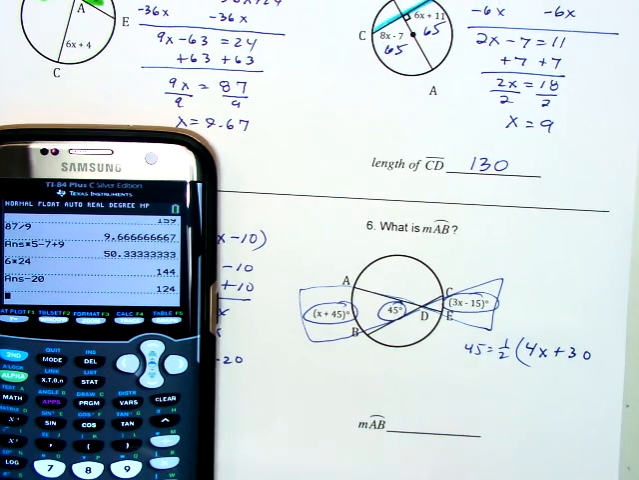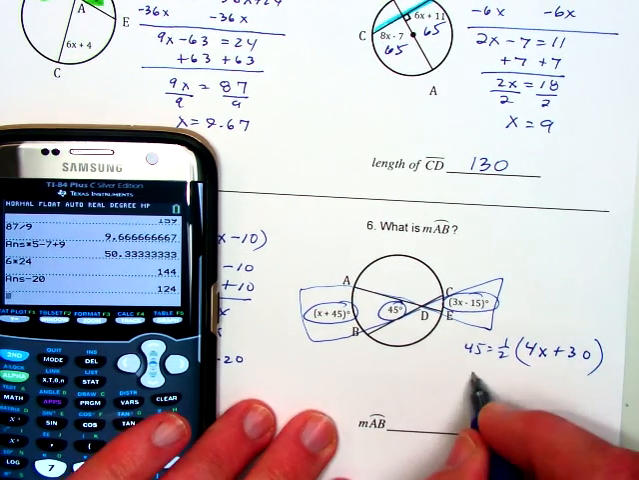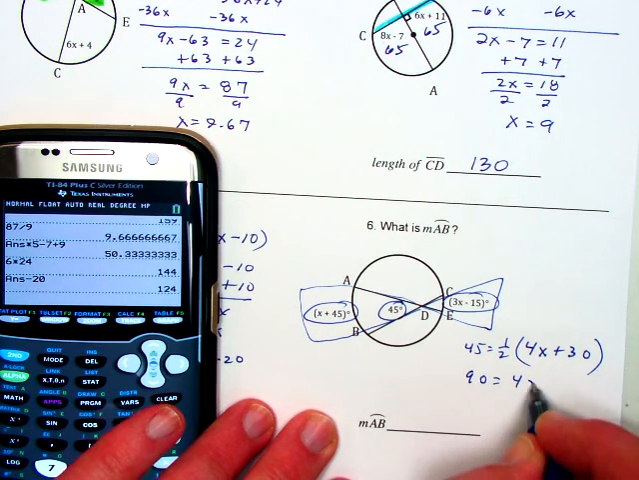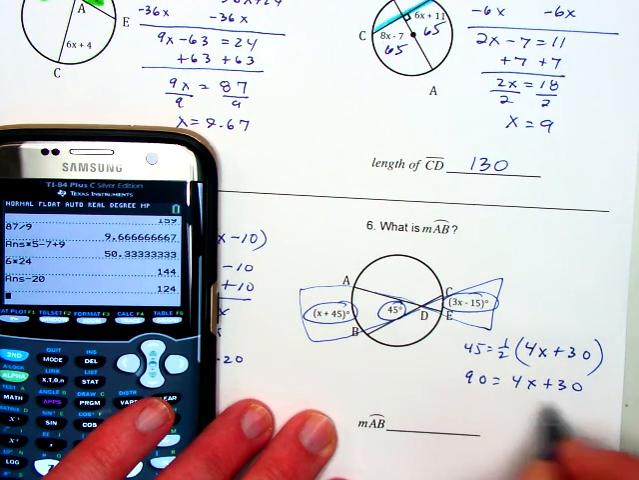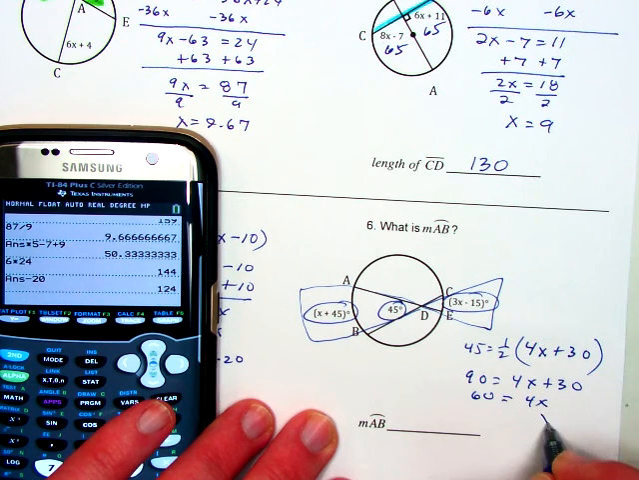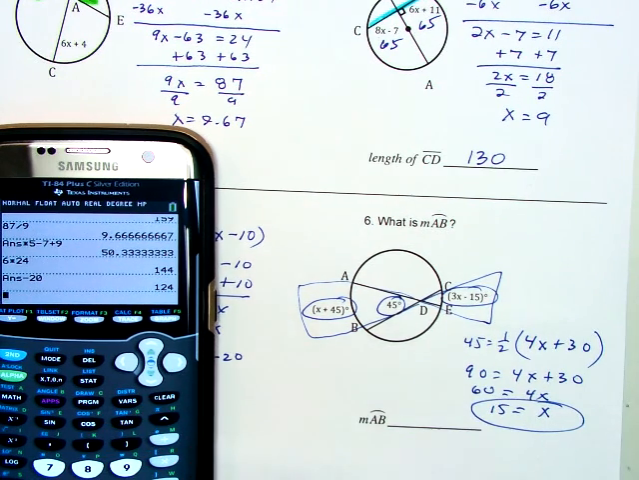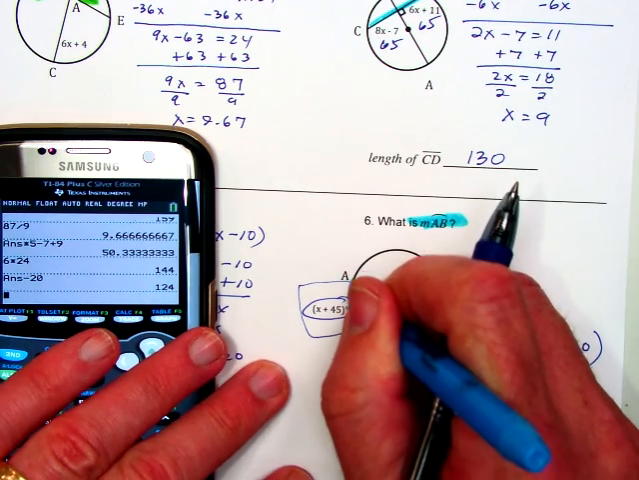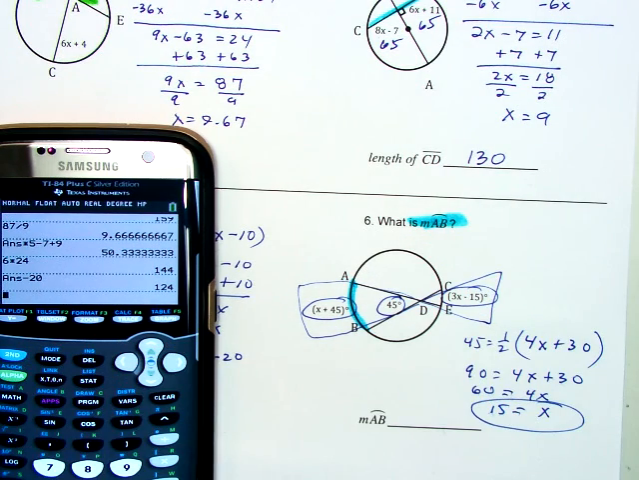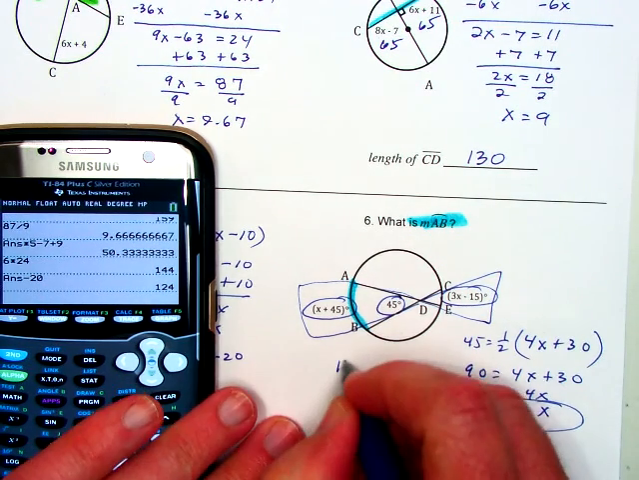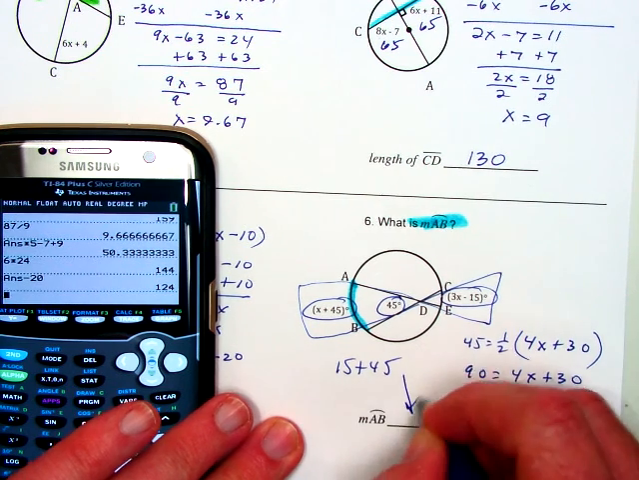Okay. So now if I double this, I get 90 is equal to 4x plus 30. Subtract the 30, I believe it's 4x is 60. So x is 15. Okay, but I got to make sure I answer the question. I'm trying to find the measure of AB, which is this one. So I got to plug it back in, and 15 plus 45 is 60 degrees.